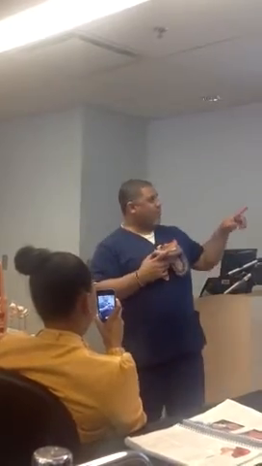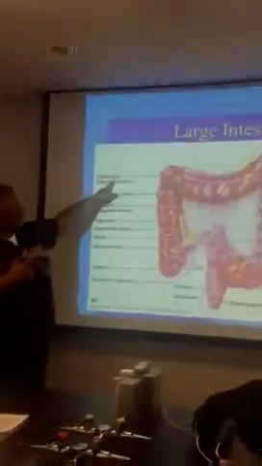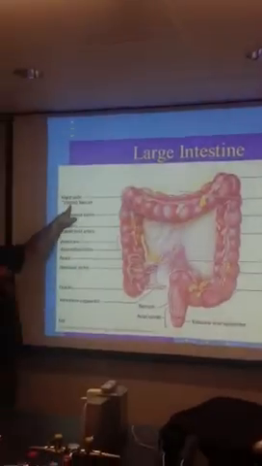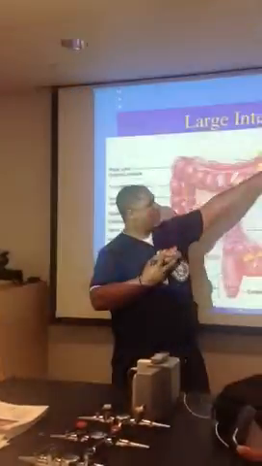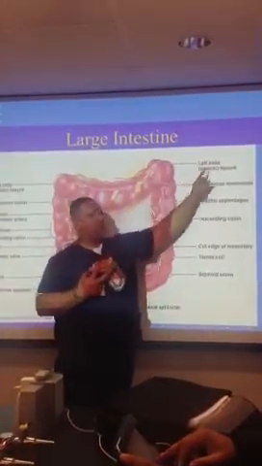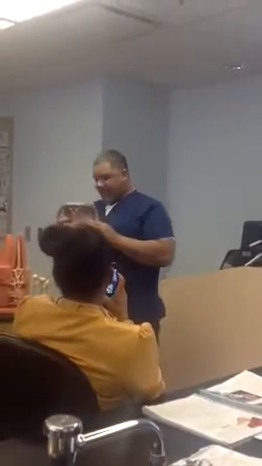So the one on the right side is called the hepatic flexure, and the one on the left side is called the splenic flexure, which is why you see here right colic flexure, also known as the hepatic flexure, left colic flexure, also known as the splenic flexure, and you will see that on here. Okay?